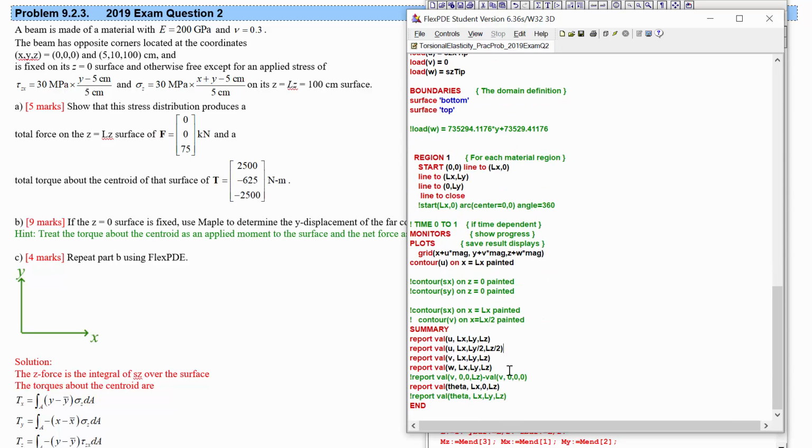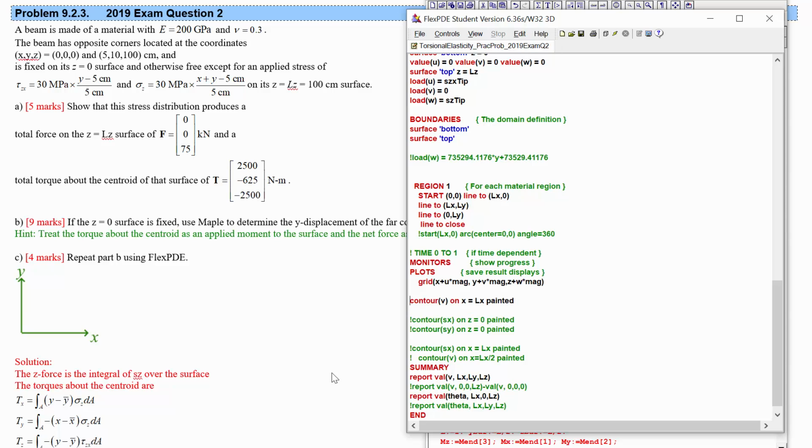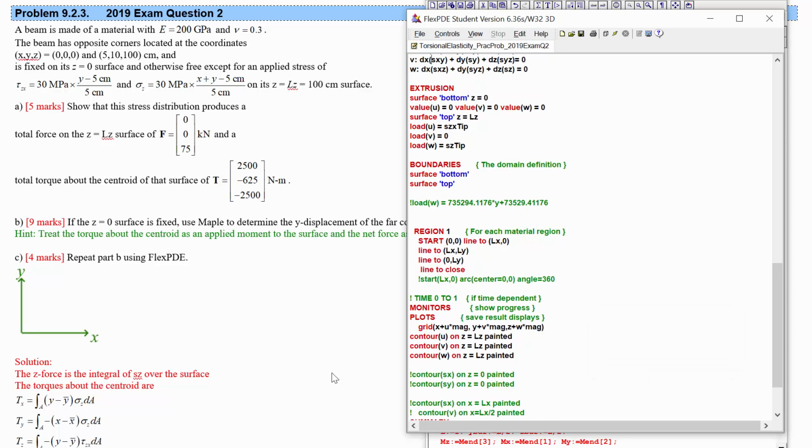We just need to report the displacement that we want at this far corner. So let's report V at Lx, Ly, Lz. And why don't we make a contour of U, V, and W on that surface just to see if we can understand why things end up the way they do. On Z equals Lz, and yeah. Ooh. What's this?